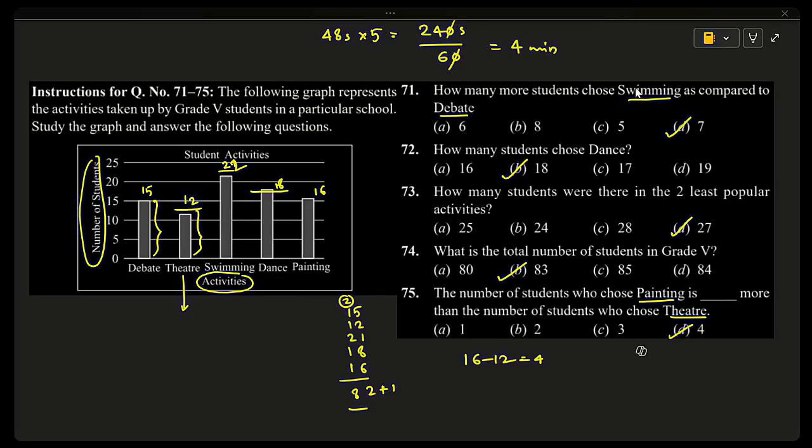Lokesh, your doubt? Sir, I did not understand the 74th question. You add all the activities. Debate, how many students chose? 15, and theater 12. Like that, you add all of them, you'll get 83. Okay, sir. Thank you. Hansvika, what is your doubt? Sir, 75. Painting and theater, you have to find the difference. Painting 16 students and theater 12 students. So find the difference. 4, right?